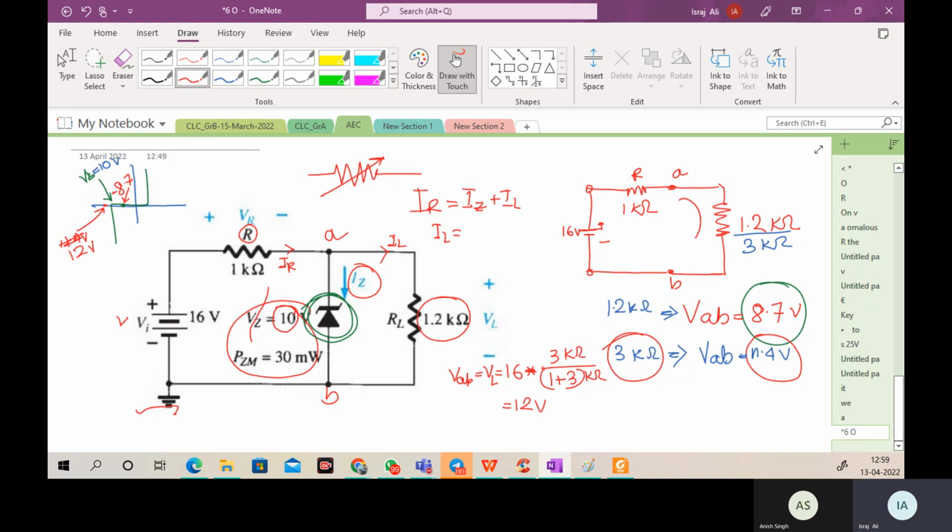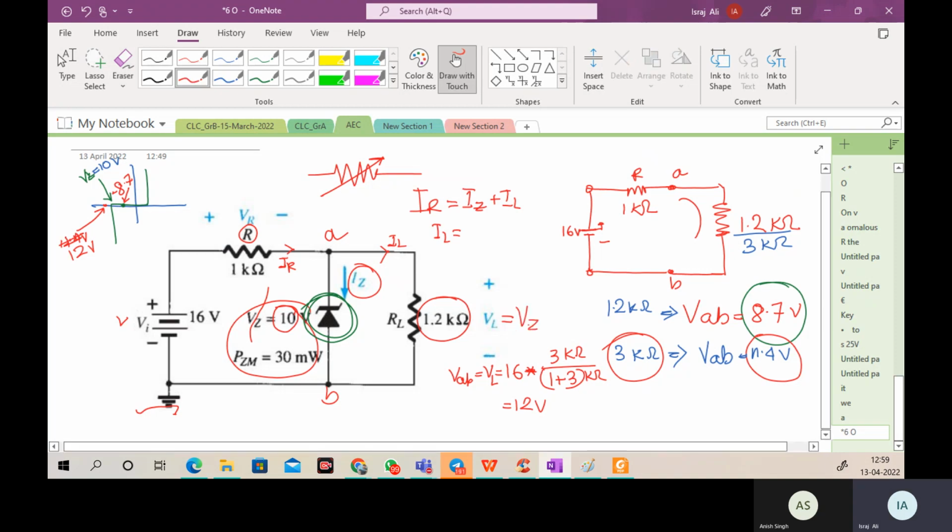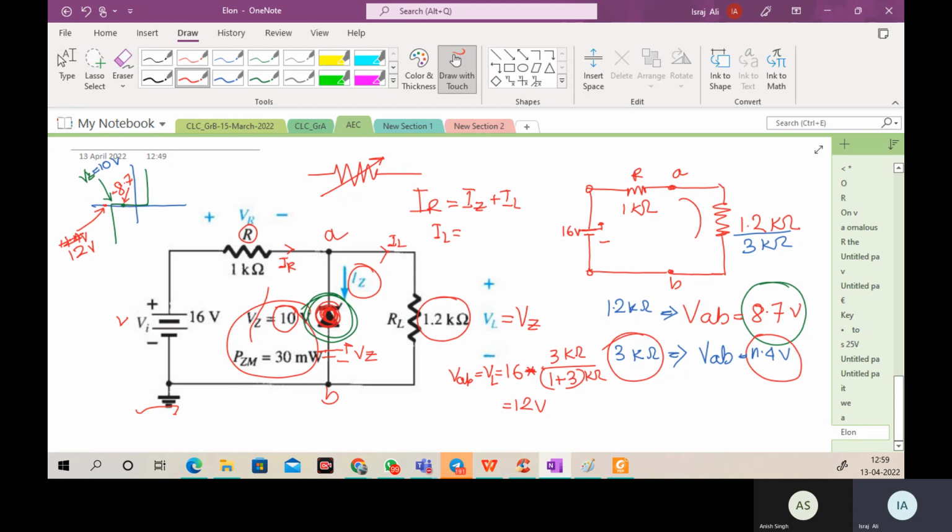When the diode is connected, we will write it as VZ. Sorry. When the diode is on, we can replace this diode by a simple reverse bias battery having the voltage VZ.